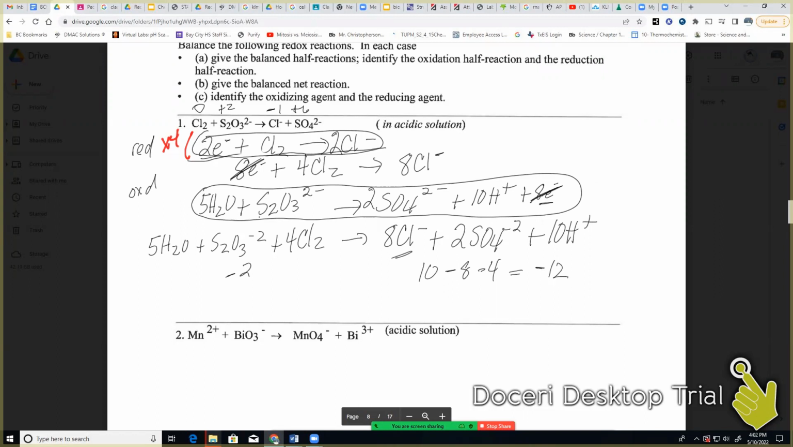And then I'm going to do a quick check on my elements. 8, 4, 8, and those are also good. So this would be my balanced redox reaction. That should also be written on your answer spot.